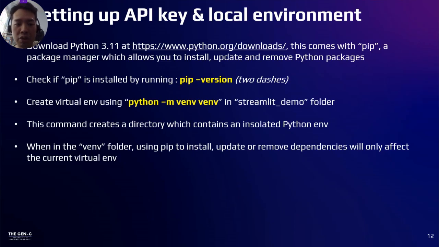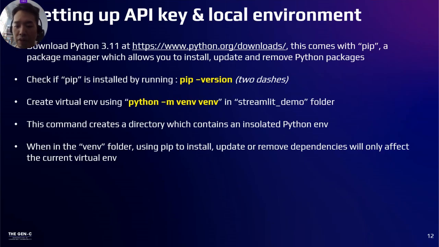You create a virtual environment using python -m venv environment in the Streamlit demo folder. This command creates a directory which contains an isolated Python environment. When in the virtual environment, actions only affect the virtual environment and not the global Python installation on your system. Using a virtual environment provides isolation crucial for managing project-specific dependencies without risking conflicts with other projects or the system-wide Python setup, hence providing a consistent and controlled development and execution environment.